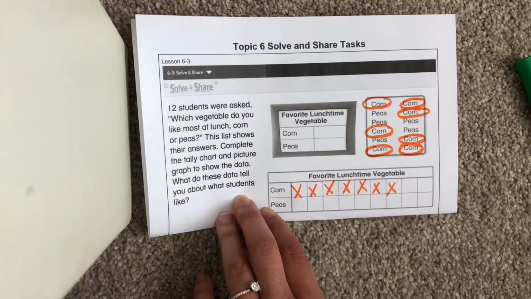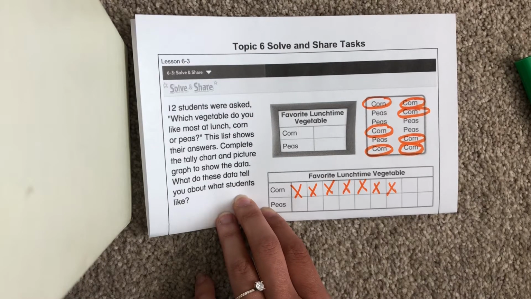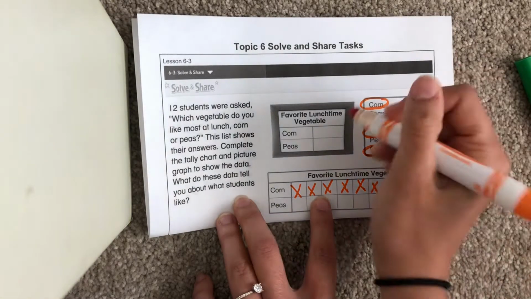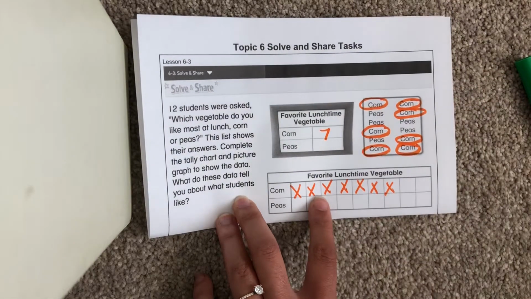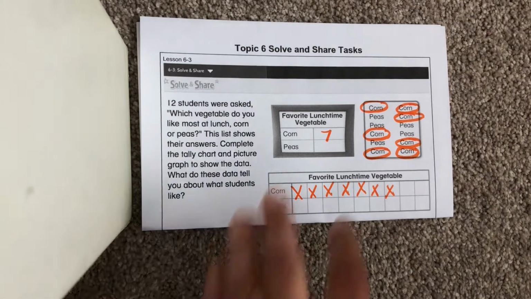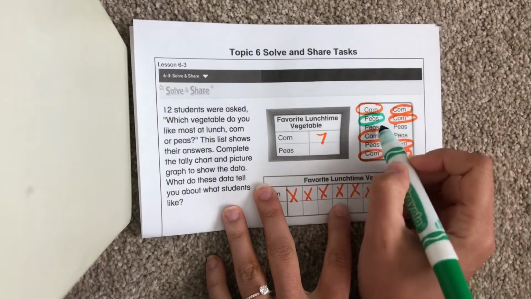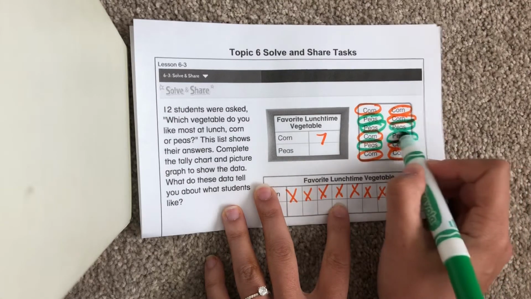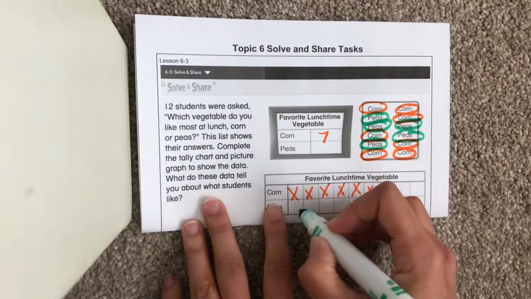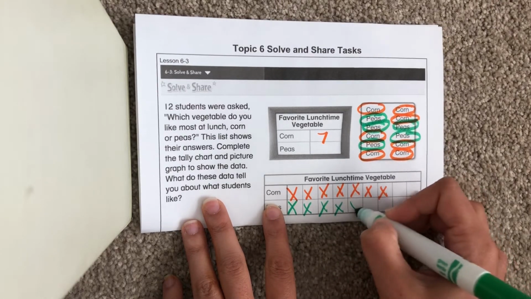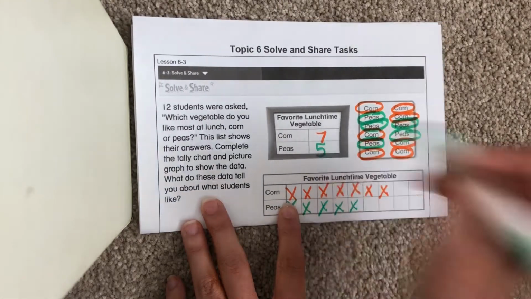All right, now I'm going to look at my favorite lunchtime table and see what it would look like there. So I'm going to write that 7 right where it said corn. I'm going to do the same thing for peas. Count how many peas I have. I've got 1, 2, 3, 4, 5. So again, I'm going to count out 5 X's, 1, 2, 3, 4, 5, and I'm going to put my 5 in the box.